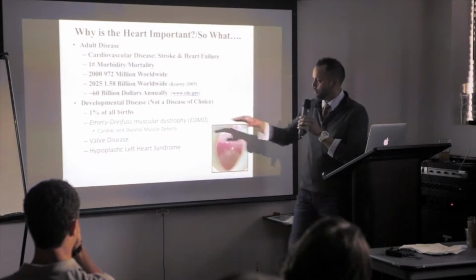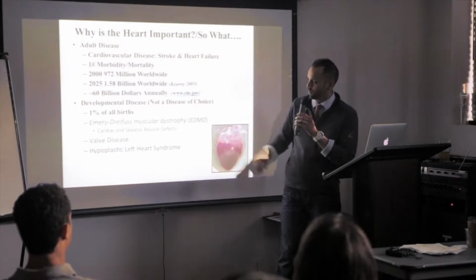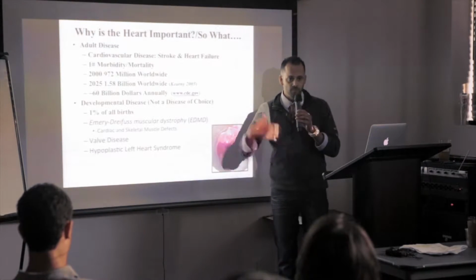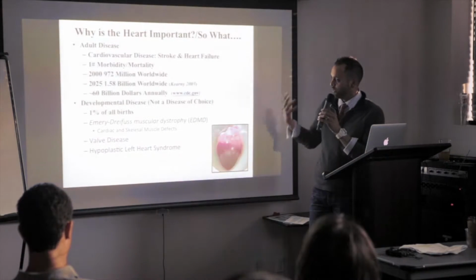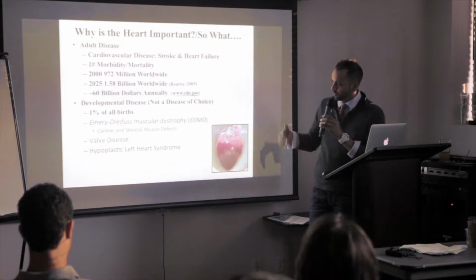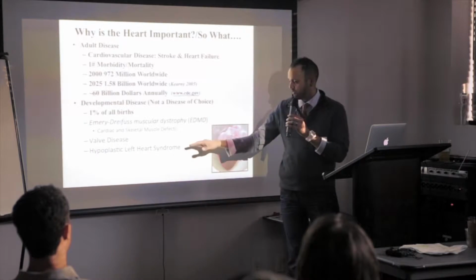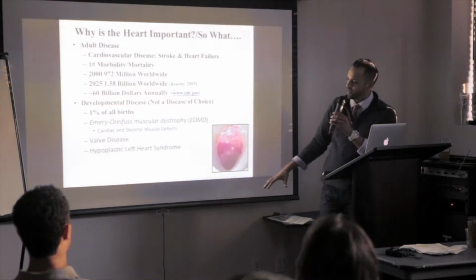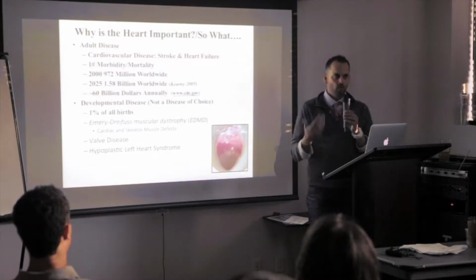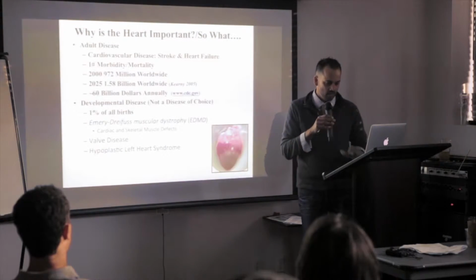For example, Emery-Dreifuss muscular dystrophy, which presents with cardiac defects and skeletal muscle defects, or you have patients who present later on in life with some type of mutation that causes an adult pathology down the road, including valve disease. Another example of developmental disease includes hypoplastic left heart syndrome. So all of this taken together tells us it's important both from an epidemiological and economic standpoint to understand.